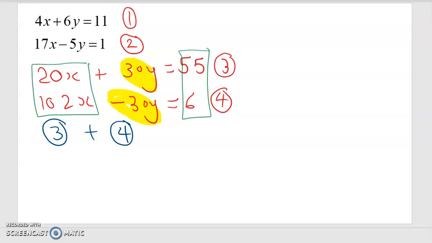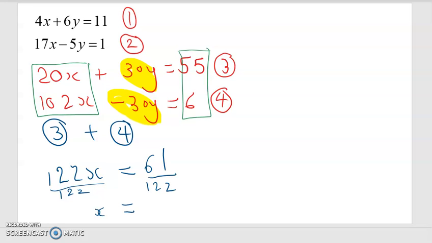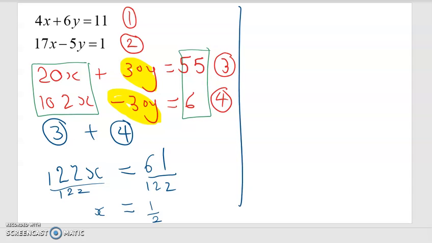So when I add 20x and 2x, I do get 22x. And when I add 55 and 6, I get 61. And I can get x as the subject by dividing by 122 on both sides. Hopefully you can see that 61 is exactly a half of 122, so this fraction does reduce to a half.